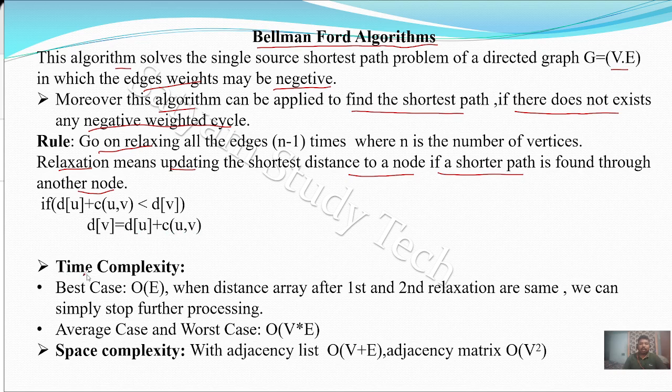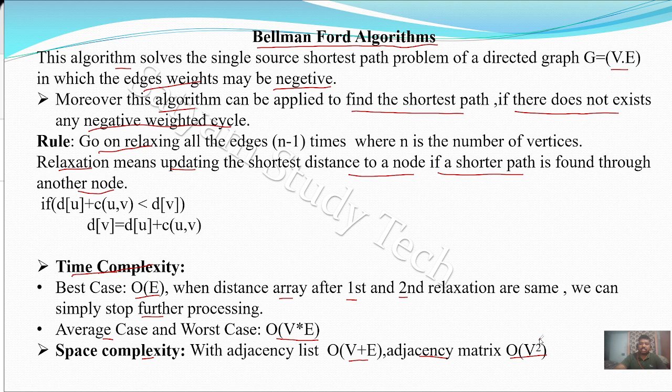What is the time complexity of Bellman-Ford? In the best case, it is big O of E, when the distance array after the first and second relaxations are the same. Then nothing changes, and you can simply stop further processing. Average case and worst case is big O of V into E. For space complexity, if you use an adjacency list, it is big O of V plus E. With an adjacency matrix, it is big O of V square.